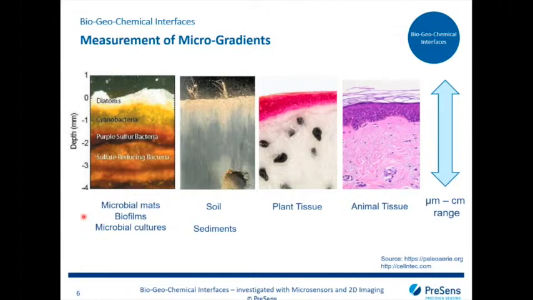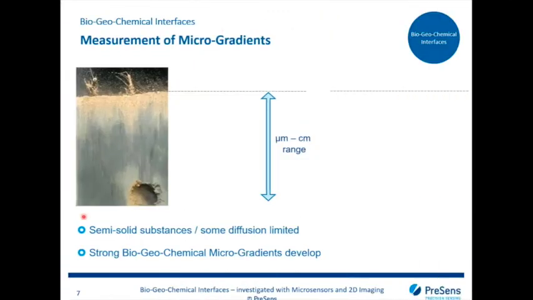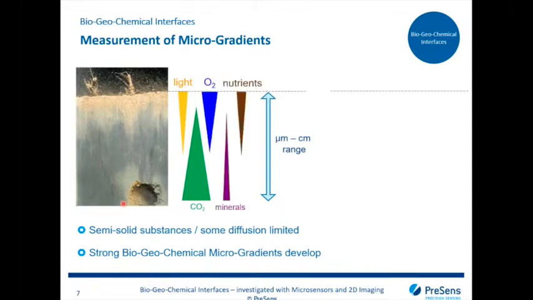Why is that the case? Most of these samples constitute semi-solid substances. And some of those, like for example here a sediment example, are also diffusion limited. So the simple fact that we usually observe physical parameters like light or temperature also leads to the establishment of biochemical parameters like CO2, oxygen, mineral or nutrient gradients.